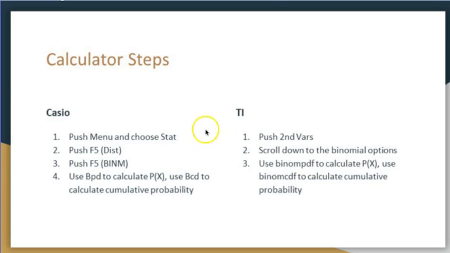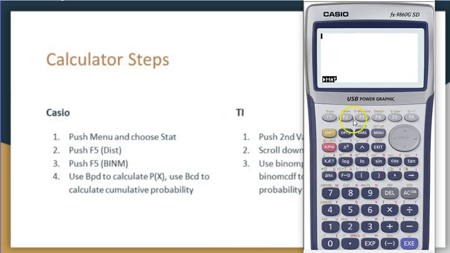All right, so now we're going to use our graphing calculator to find this probability. All right, and so here's your steps. So I have it written out for Casio and for TI. TI people, I don't have a TI that I can put on the screen to show you, but here's your steps. All right, and hopefully you can follow those steps, and if not, ask me in class. Casio people, I'm going to walk through with you guys.